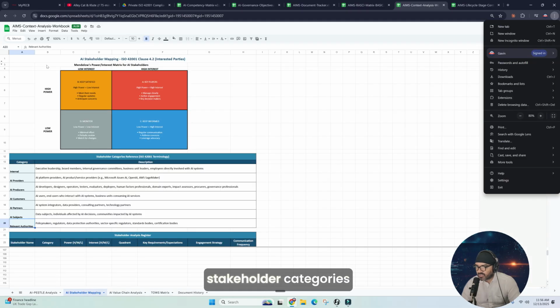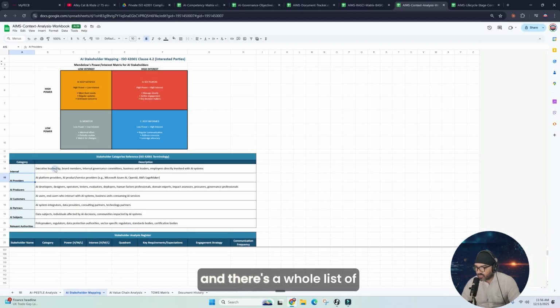And then you've also got here the ISO-42001. So here you've got the stakeholder categories, internal, and there's a whole list of them there: providers, producers, customers, etc., etc. And then you can just add any additional ones down there.